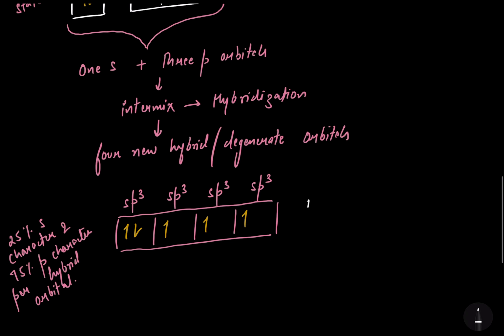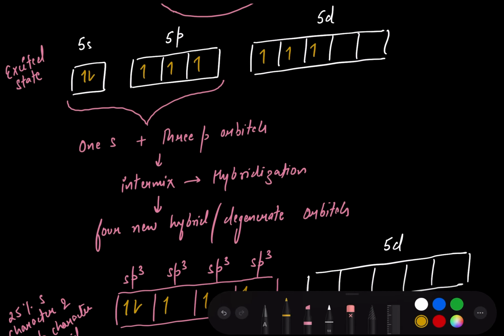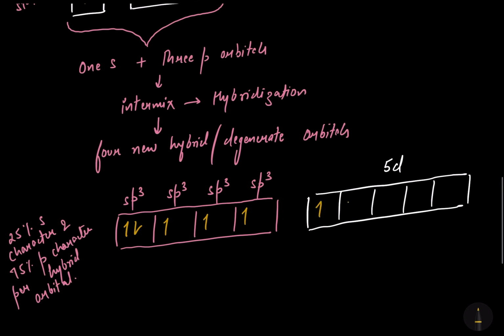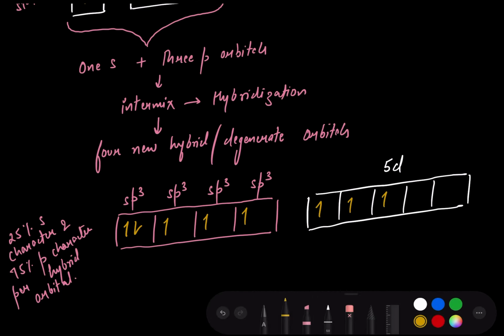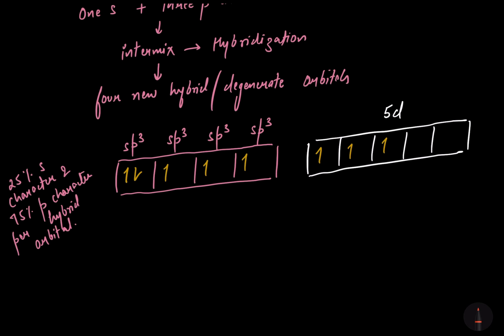Let me make that also. So that's our 5d, and in 5d we are having a total of 3 electrons. Let's fill them also: the first electron, the second electron, and the third electron. Now whenever any hybrid orbital has a total of 2 electrons, as in the first sp3 hybrid orbital, that will be considered a lone pair of electrons. Let's come to the Lewis structure.